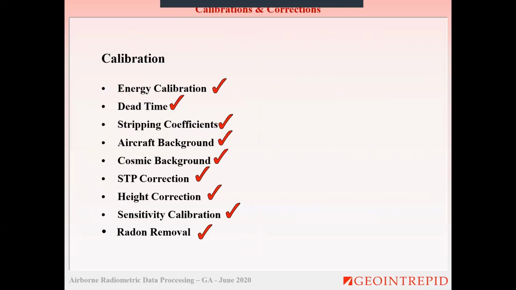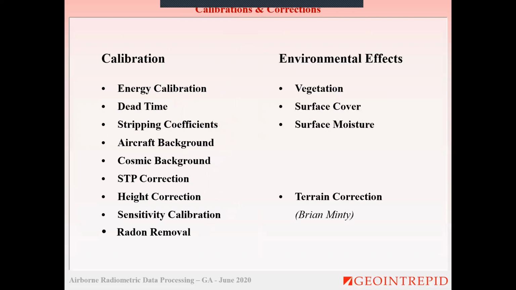So coming to the end of the little talk, we did deal with all the calibrations and corrections. Then we still have to deal with some environmental effects, like different vegetations and different surface cover, specifically for large surveys. If a sandstorm blows over, there may be some accumulation of sand, which wasn't there in the neighboring line flown a week ago. Obviously, we have variable surface moisture, but we can't really deal with it.